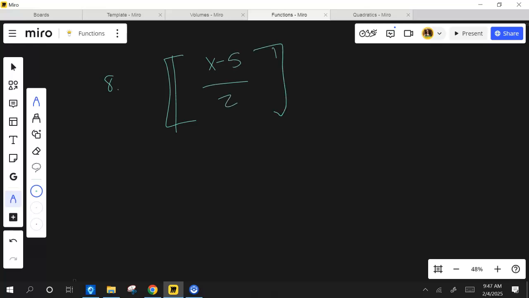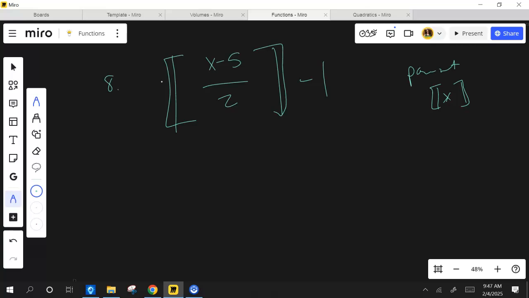All right, so this one is the greatest integer, and it asked me to identify the parent. So the parent is just the greatest integer of x. And then it asked me for transformations from the parent function, right?